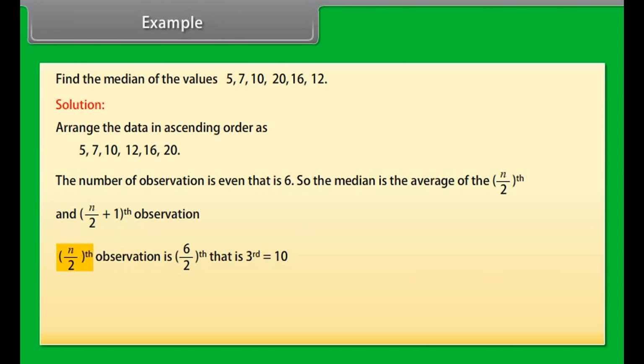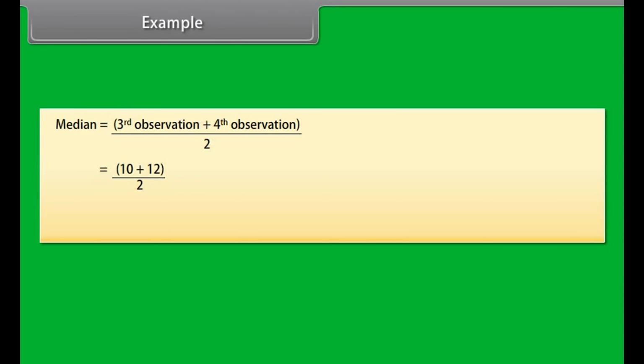The n by 2th observation is 6 by 2th, that is, third, which equals 10. The n by 2 plus 1th observation is 6 by 2 plus 1th, that is, fourth, which equals 12. Median is equal to third observation plus fourth observation by 2, which equals 10 plus 12 by 2 equals 11.